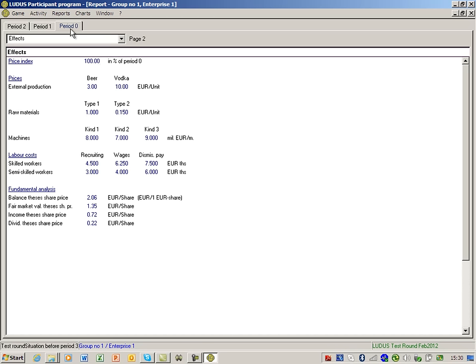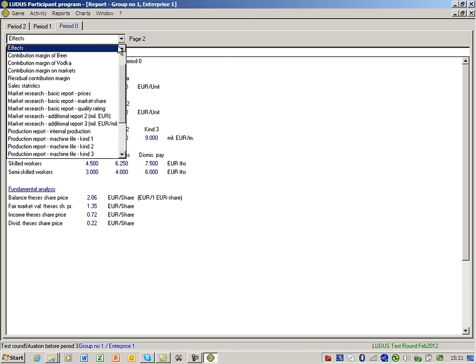We see the initial prices in period zero for the external production. So when you buy from outside beer or vodka, you have to pay 3 or respectively 10 euros for the products you buy from outside. You see the initial prices for raw material, for machines. You see the prices for workers, so this means the wages are described here in the wages part. And then you see when you recruit workers or you fire workers, this is money that you have to pay for recruiting or a social plan respectively. And then you see some fundamental financial analysis figures that we don't consider now.